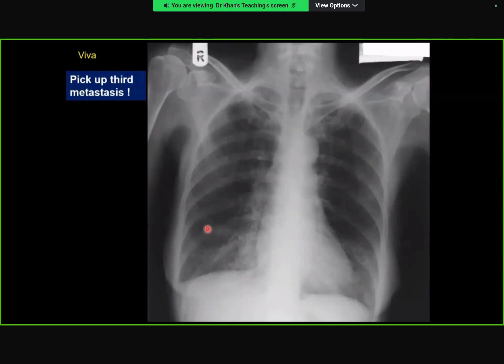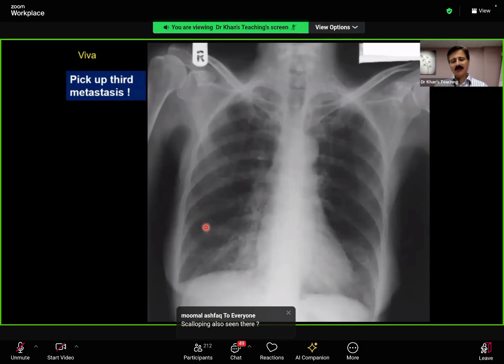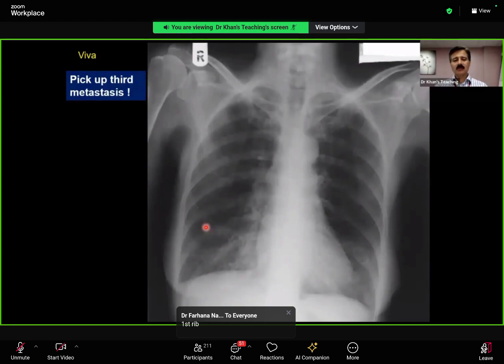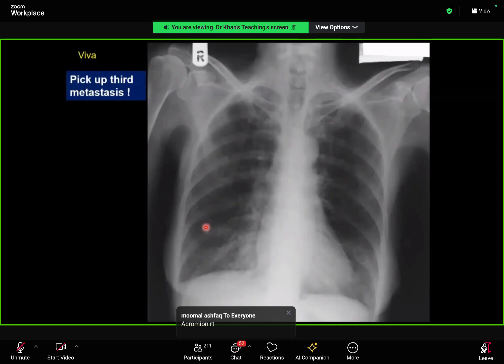Is it in the left scapula? No. I'll give you 20 more seconds. Look at the spine. Let me give you a hint. So in the lower scapula, I think it's around T12, there's an increased area of lucency. Okay, I'll stop you because of the time factor.